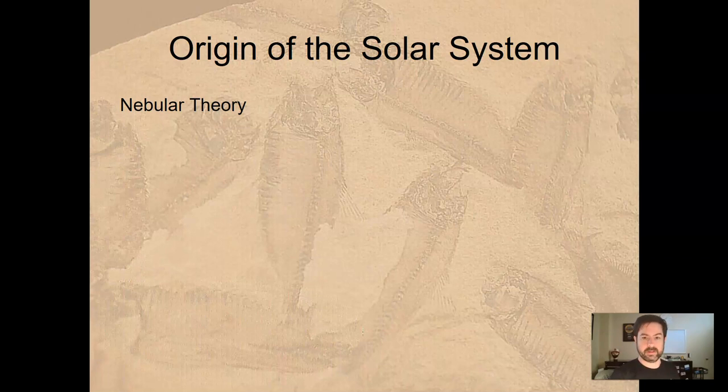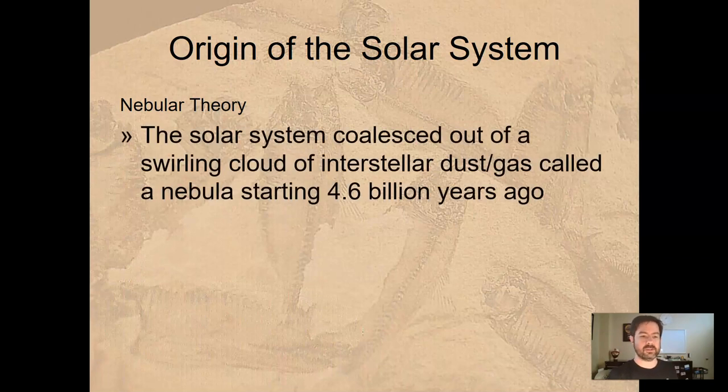The nebular theory states that the solar system coalesced out of a swirling cloud of interstellar dust and gas, which is called a nebula. A cloud of dust and gas out in space is called a nebula. This solar system began to coalesce from this cloud starting about 4.6 billion years ago. So from the birth of the universe, 13.7 billion years ago, it took over 9 billion years for the solar system to start about 4.6 billion years ago.